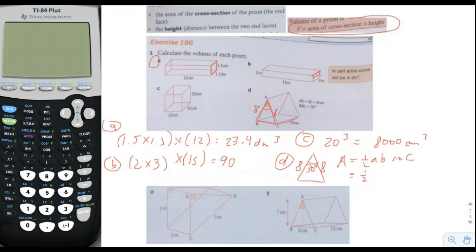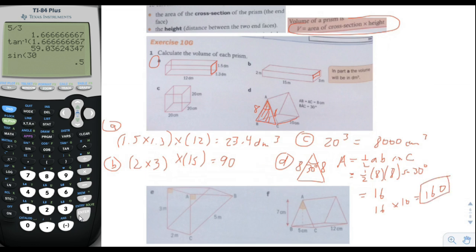So this would be equal to 8 times 8 times the sine of 30. The sine of 30 degrees, if you do it on your calculator, is 0.5. Okay, so it would be 0.5 times 0.5 times 8 times 8, which is 16. Okay, so the area of this cross section is 16, and then you just multiply it times 10 because that's the length, and then you get 160. So that's the answer for D.